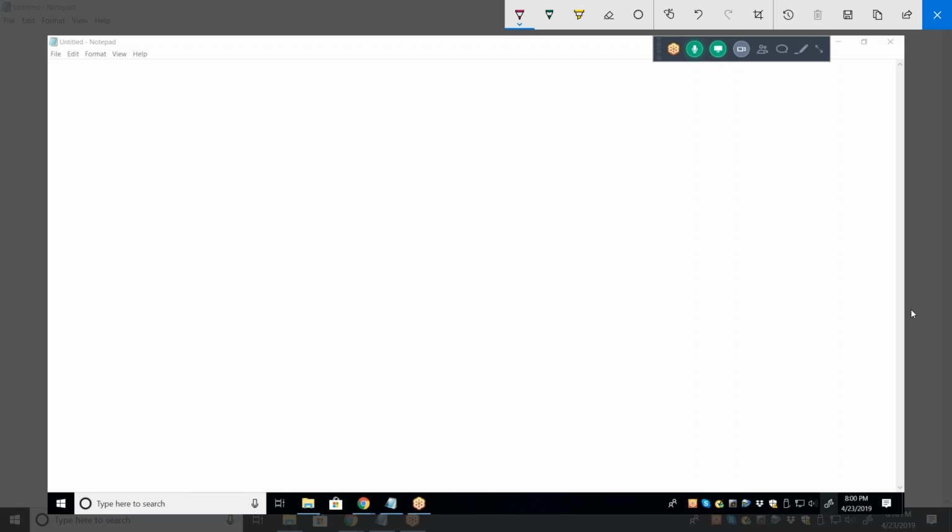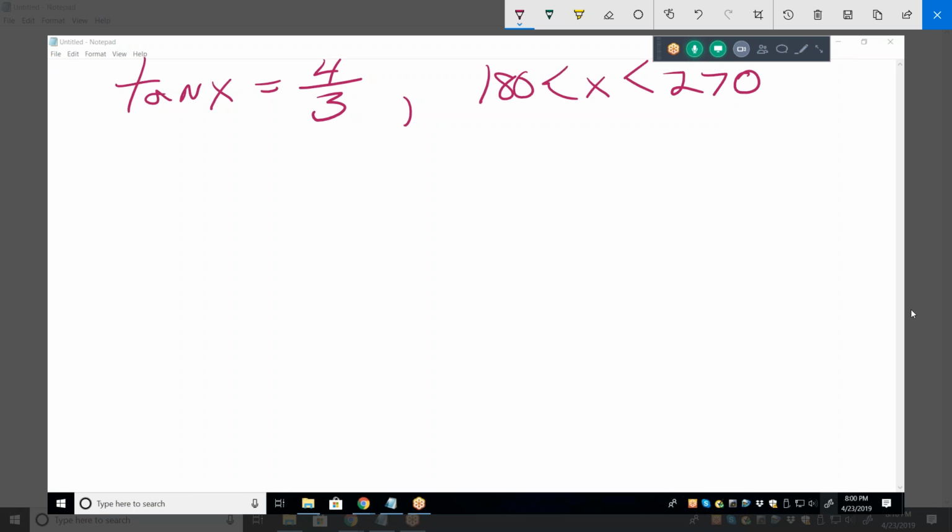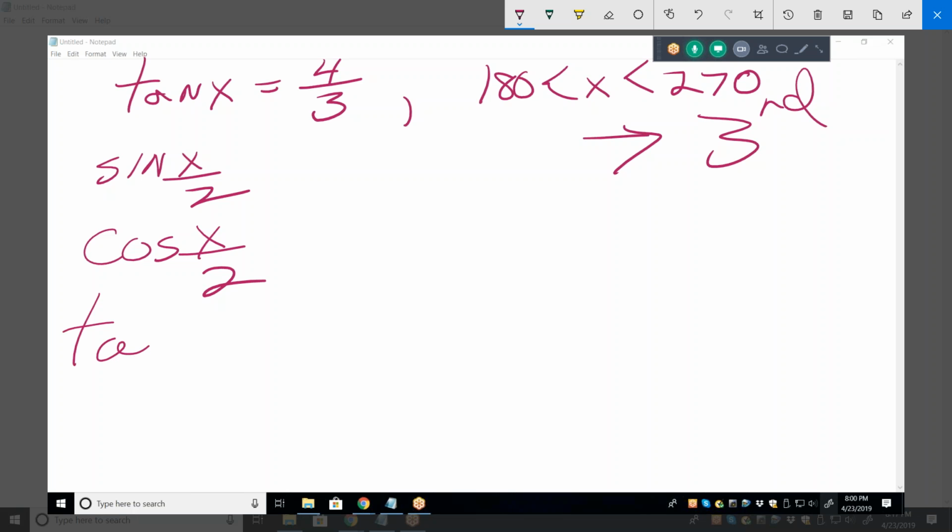Let's do tangent x equals 4/3, comma 180 is less than x, which is less than 270. So that tells you which quadrant it's in. Which quadrant is this? Third. What's their question? Then you have A, B, and C, which is sine x/2, cosine x/2, and tangent x/2. Find the exact value of each of the following.